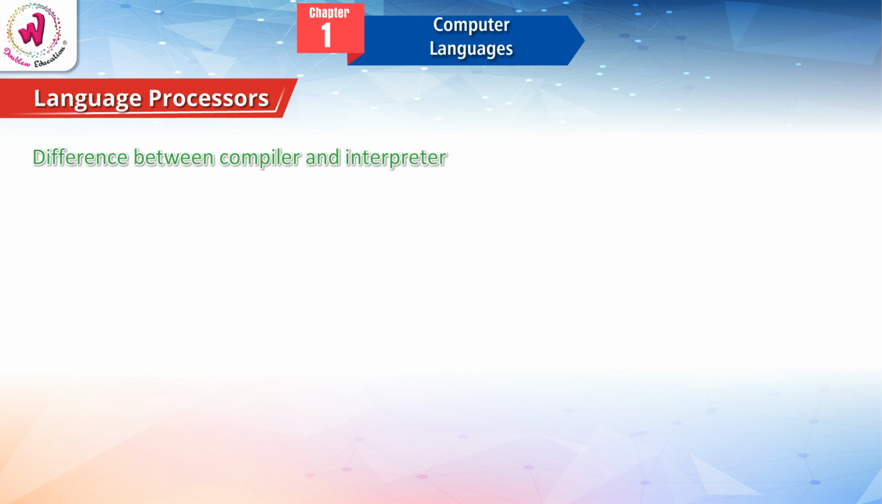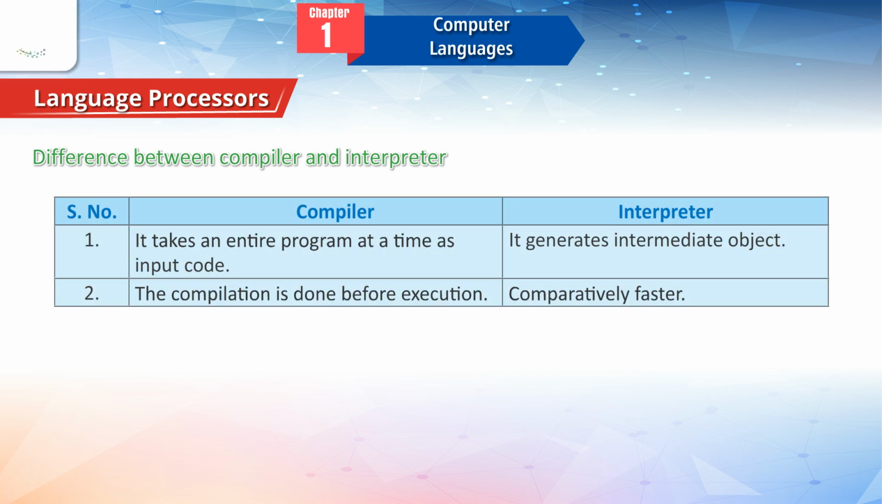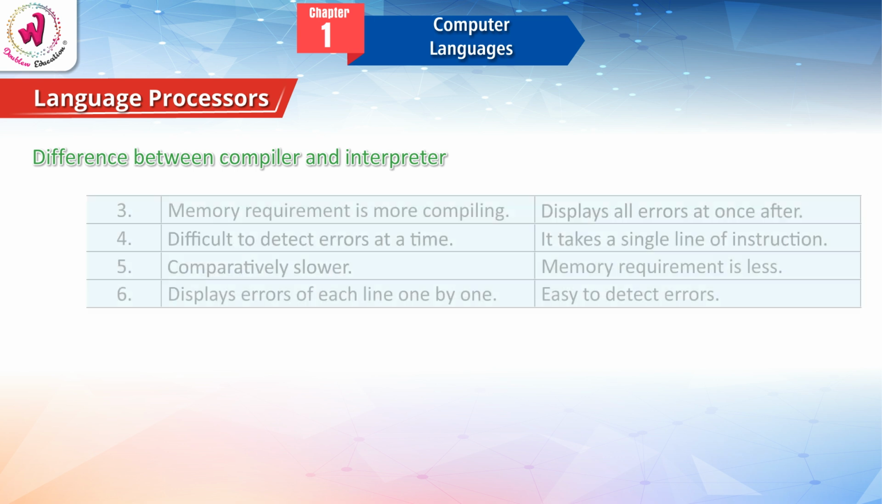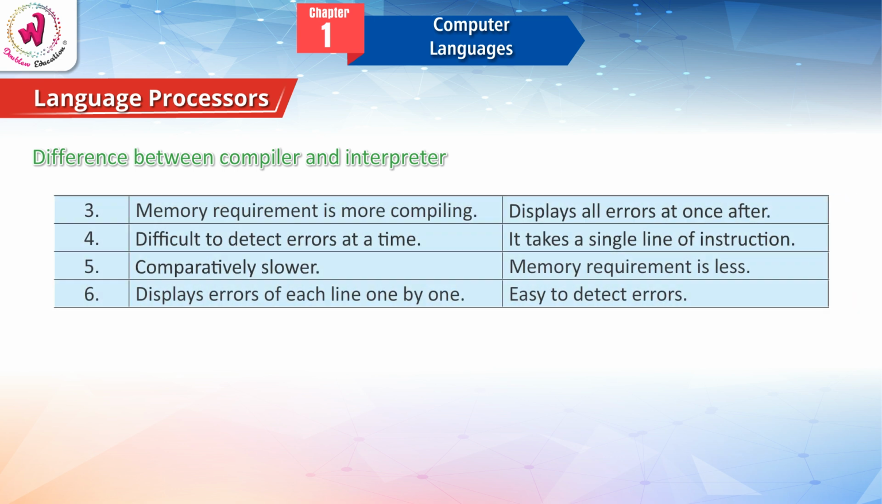Difference between compiler and interpreter. Compiler: 1. It takes an entire program at a time as input code. It generates intermediate object code. 2. The compilation is done before execution, so it is comparatively faster. 3. Memory requirement is more. Compiling displays all errors at once after compilation. 4. Difficult to detect errors at a time.